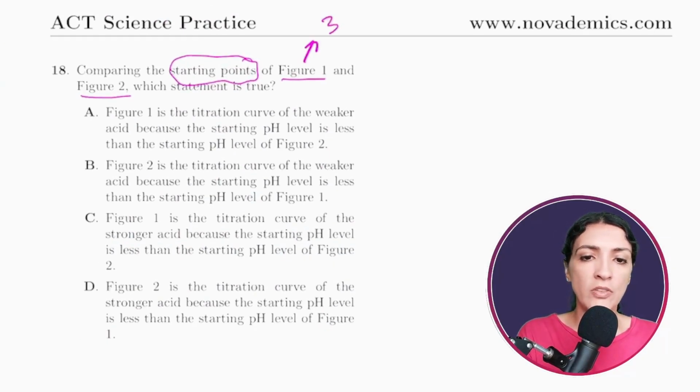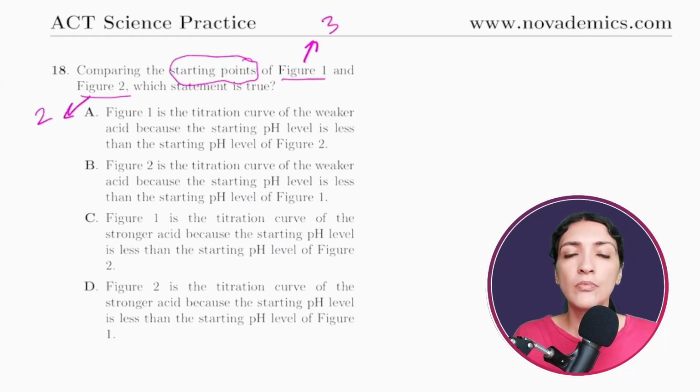So figure 1 was 3, figure 2 was 2. So that means that with these types of questions, you can always eliminate 2 of the choices because they will have the wrong facts. And for us here, that would be choice A and also choice C. These have the incorrect facts about the graphs.